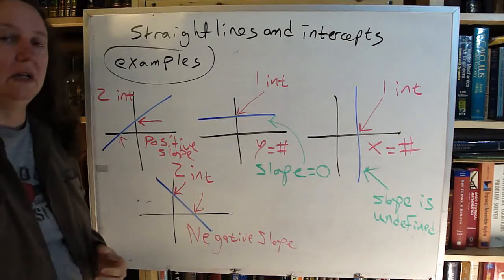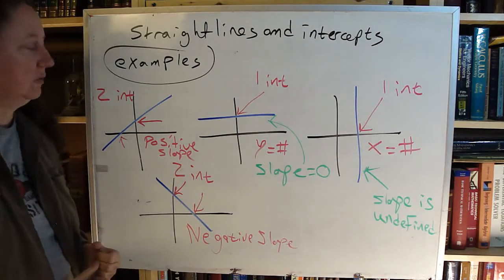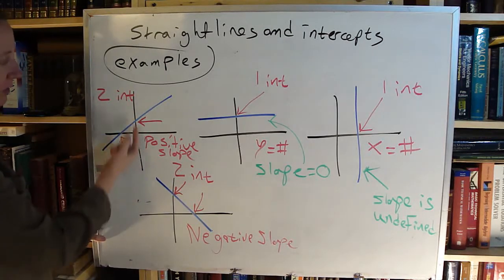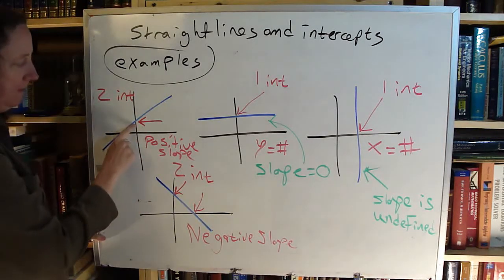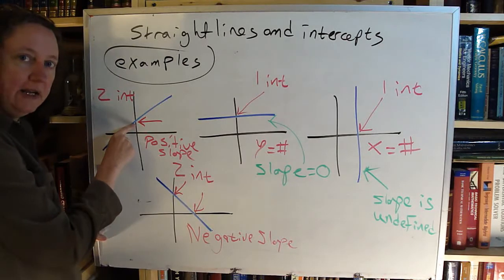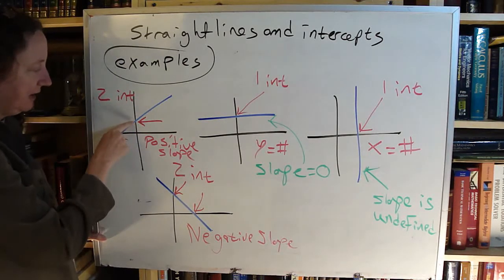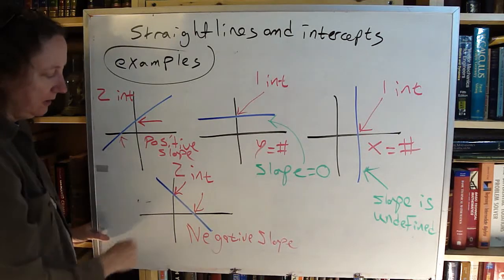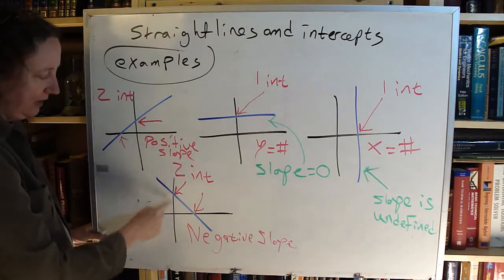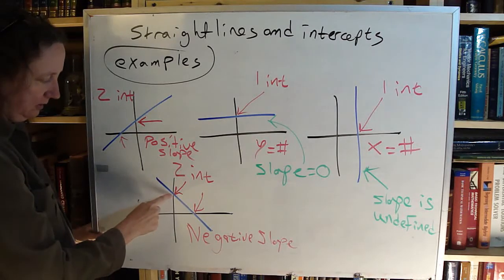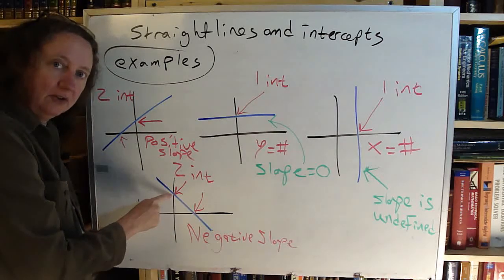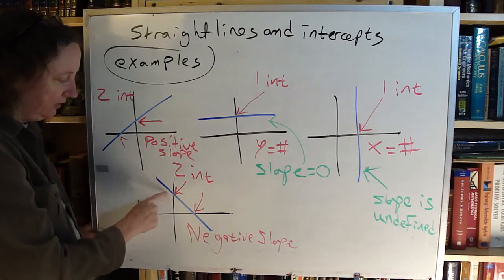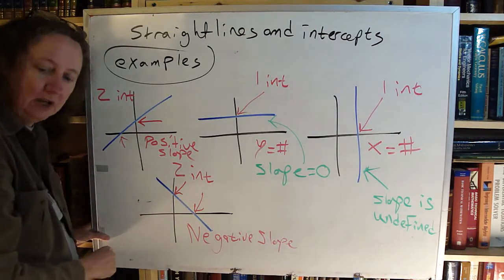Do all straight lines have a y-intercept? So y is the up and down one. So here looking at my positive slope, yes, that has a y-intercept. It meets the y-axis at that point. Looking at my negative slope here, looking at my y-axis, it meets the y-axis at that point right there. My equation line and the y-axis meet up there. So yes, that has a y-intercept.